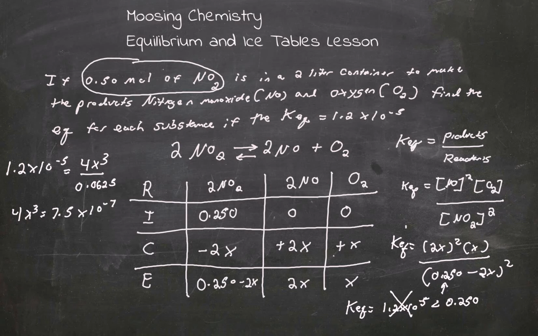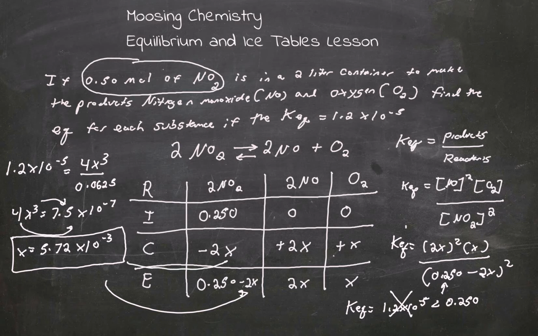We divide it by 4, and then we take the cube root of the entire answer, and x is going to give me 5.72 times 10 to the negative 3. All right, now we're almost done solving this. This is really, really important, okay? Because that's the value of x. All these x's in these tables, we can multiply that number by, okay? So that's important.